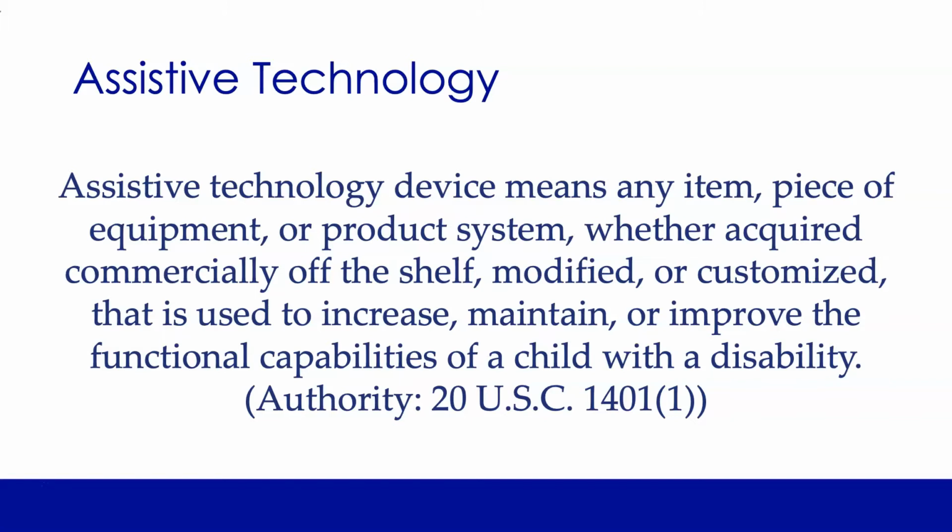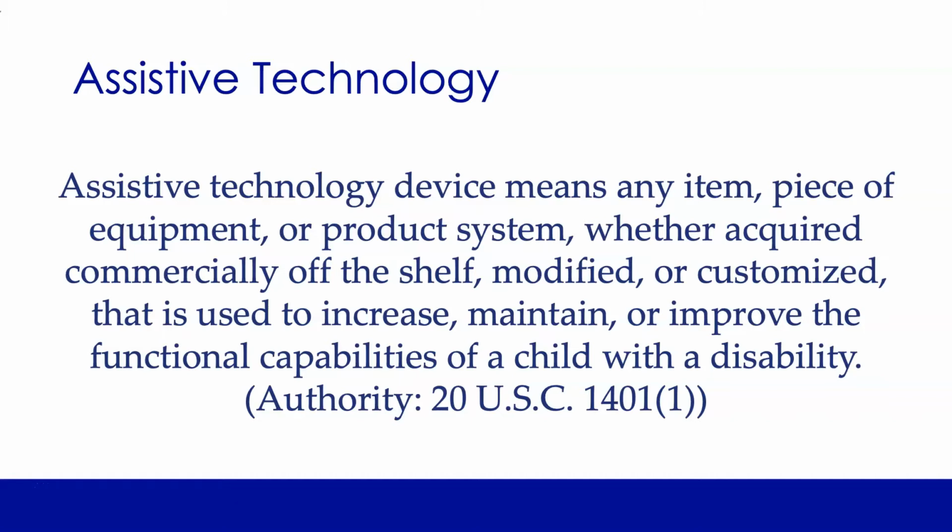First and foremost, let's focus on the concept of any item. Assistive technology can literally be anything. It can be one piece or it could be multiple pieces that work together. That's where we talk about a product system. Oftentimes when we are thinking about assistive technology for a child, we're thinking about multiple pieces that are working together in order to allow the child to do something that they could not otherwise do.